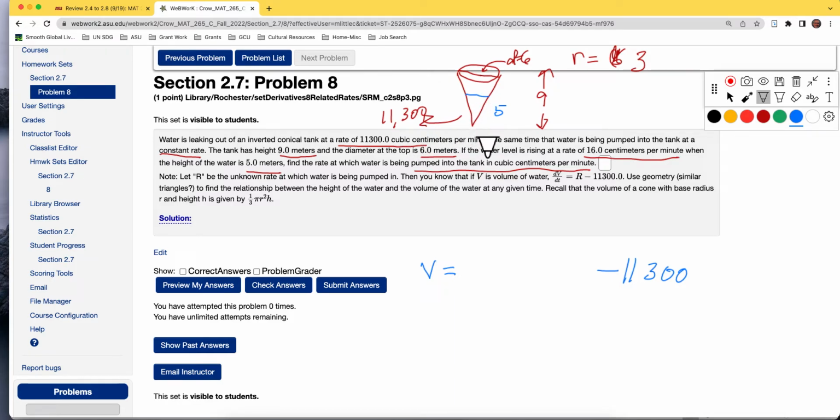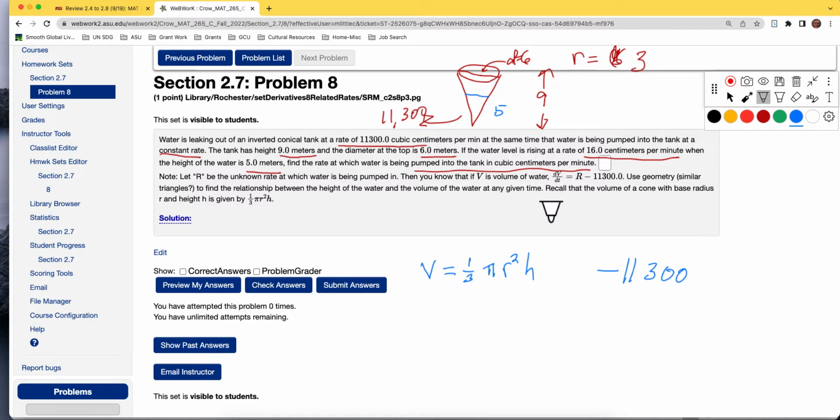Could we calculate the current volume? We know the volume is going to be 1/3 pi r squared h. So we could put in the 5. We'd have to calculate at 5 feet what that radius is.